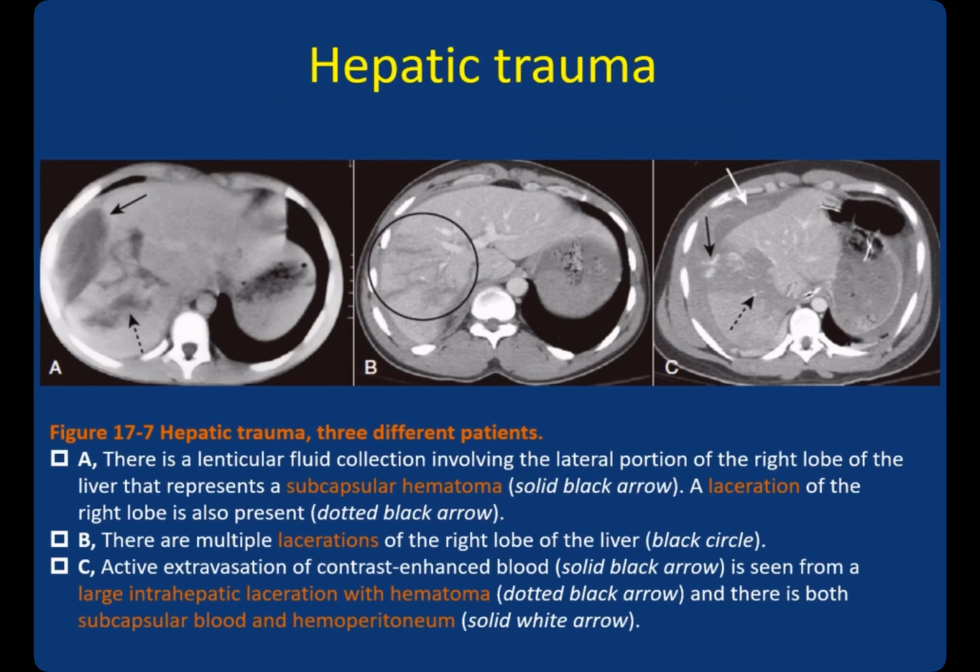Here are 3 cases of hepatic trauma. In patient A, we can see subcapsular hematoma and also laceration. And in patient B, we can see multiple lacerations of the right lobe of the liver. And in patient C, we can see active extravasation of contrast-enhanced blood from the large intrahepatic laceration with hematoma.